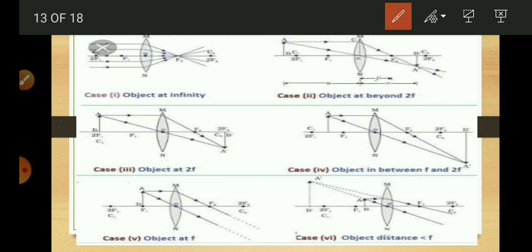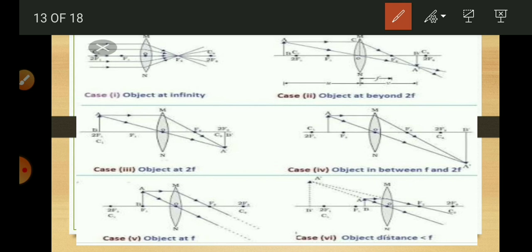Next case is when object is placed at f1. If the object is placed at principal focus f1, then image will form at infinity. The nature of image will be real and inverted, and it will be a highly enlarged image.